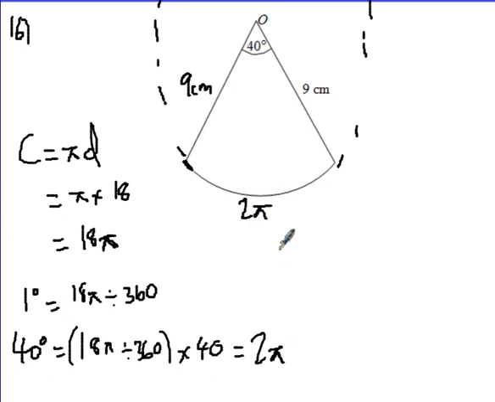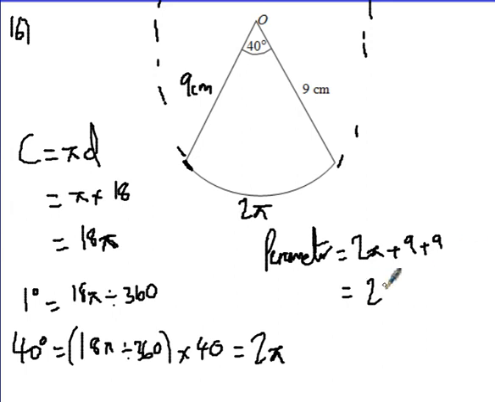So then the perimeter is equal to 2 pi plus 9 plus 9, because it's the distance all the way around the shape. And to 2 decimal places then, that will be 24.28 centimetres, and that's the 2dp.